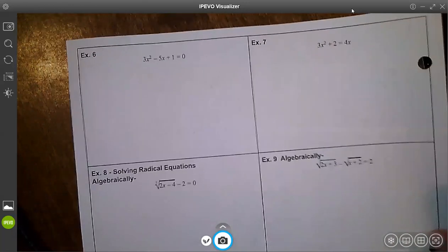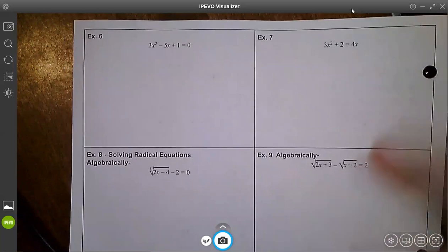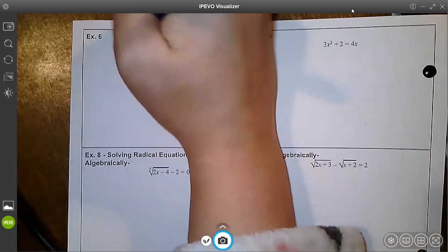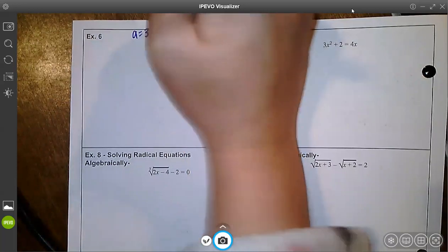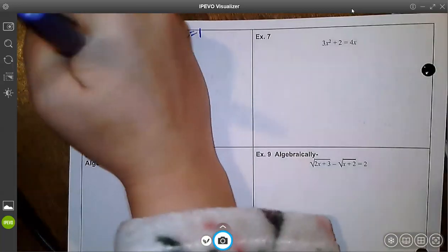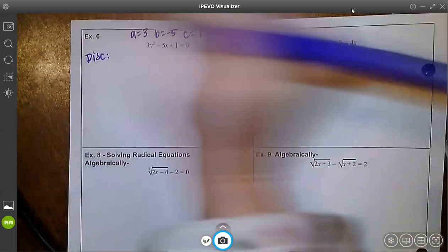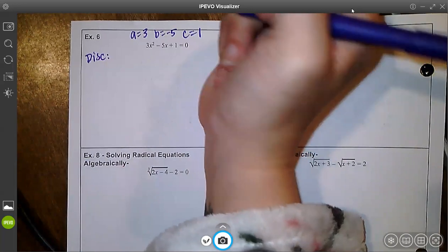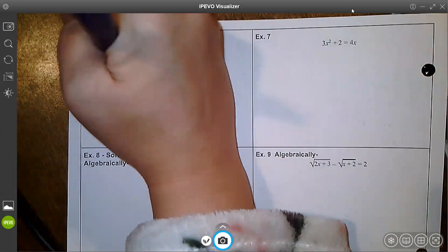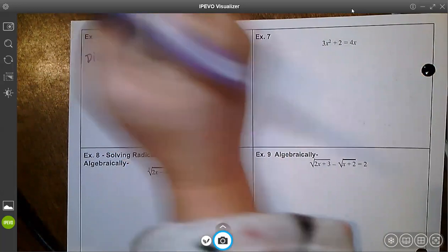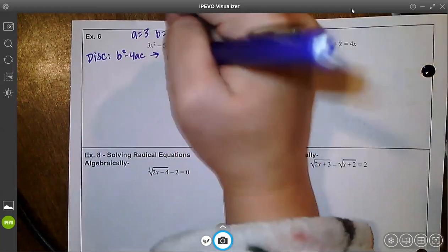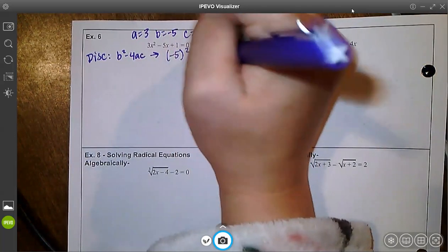So on the first one, it's already in standard form. So I'm going to identify my A, B, and C. A is 3, B is negative 5, C is 1. And then I want to find my discriminant first. To find my discriminant, I plug this into b squared minus 4ac. So I have negative 5 squared minus 4 times 3 times 1.